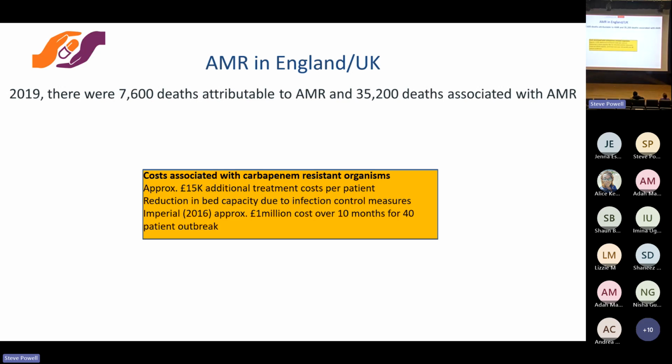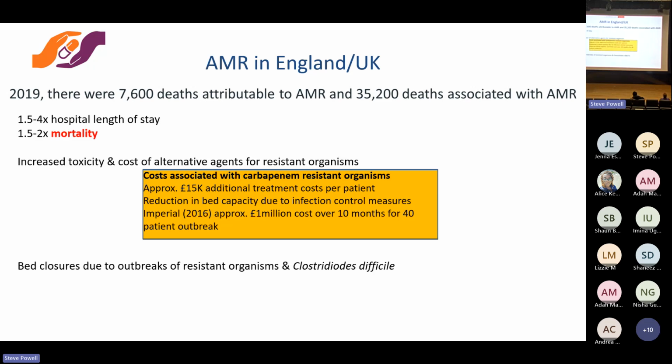What's the picture like in England? Actually, I think this first data point is England data. In 2019, about 7,600 deaths are directly attributable to AMR, and then 35,000 associated with AMR. And that's now approaching 5 years old, isn't it? So this picture isn't looking better. It's costly. Is it called animations? The animations are a bit irksome. I've just put everything on the slide now.